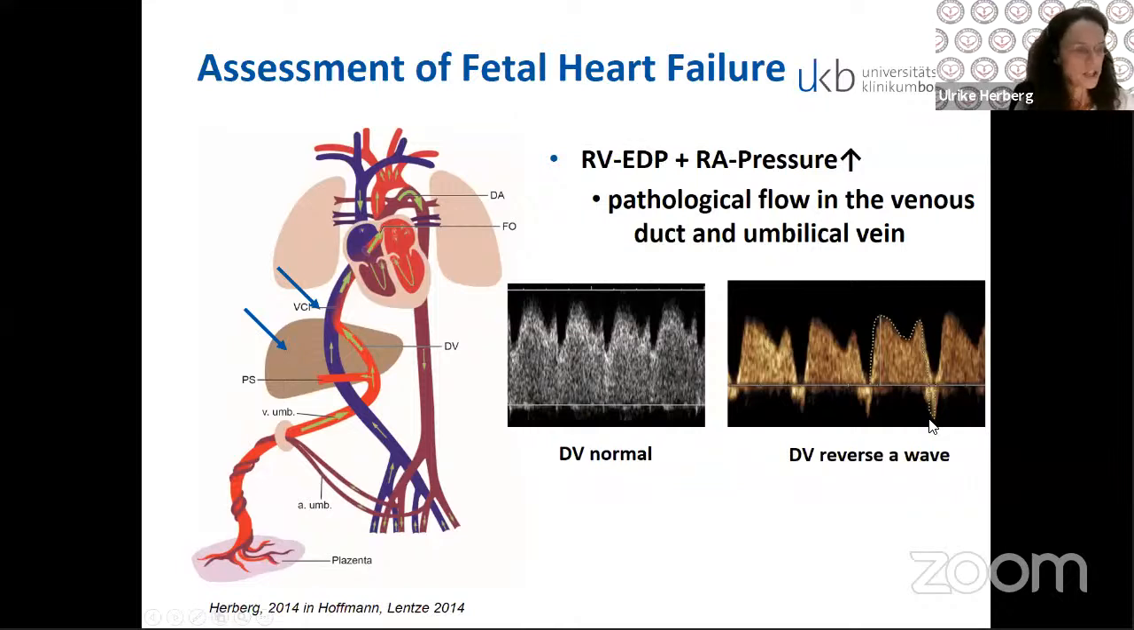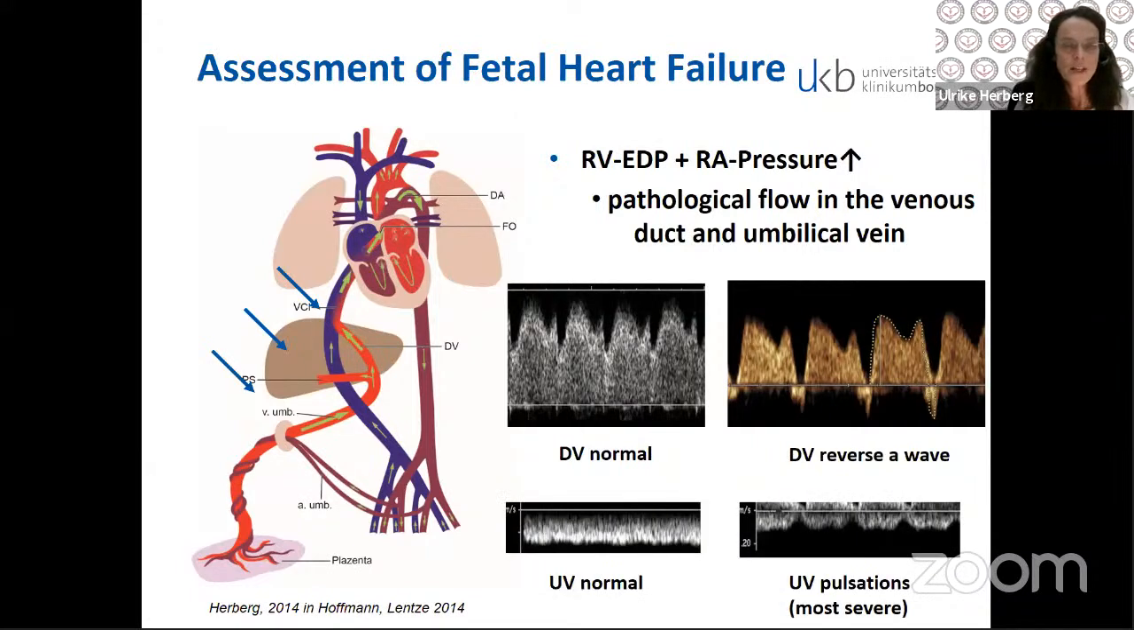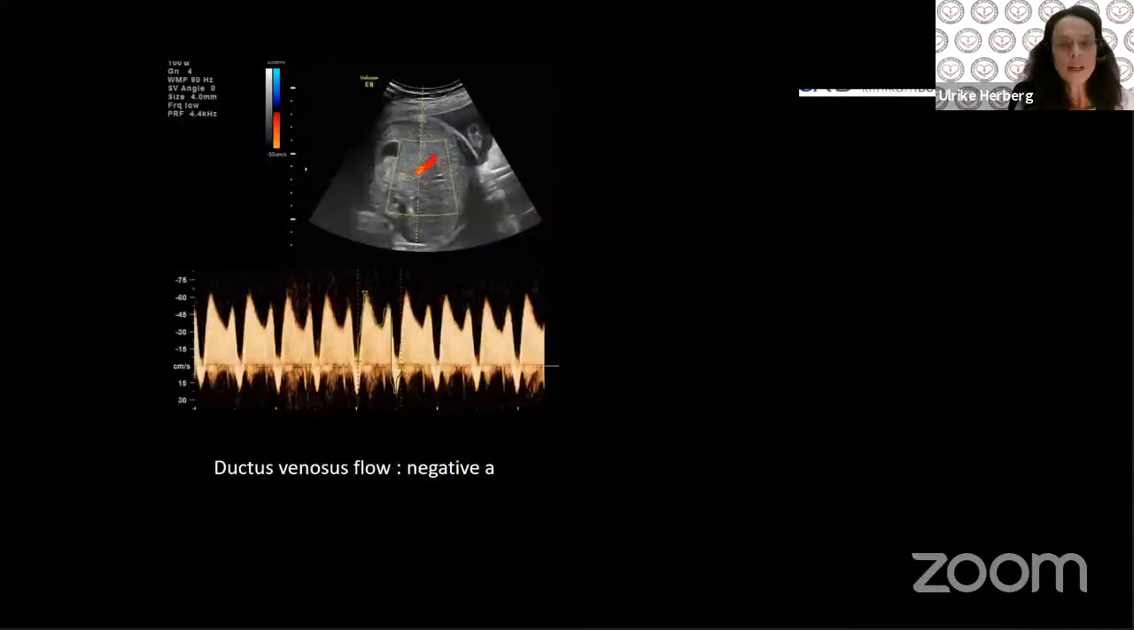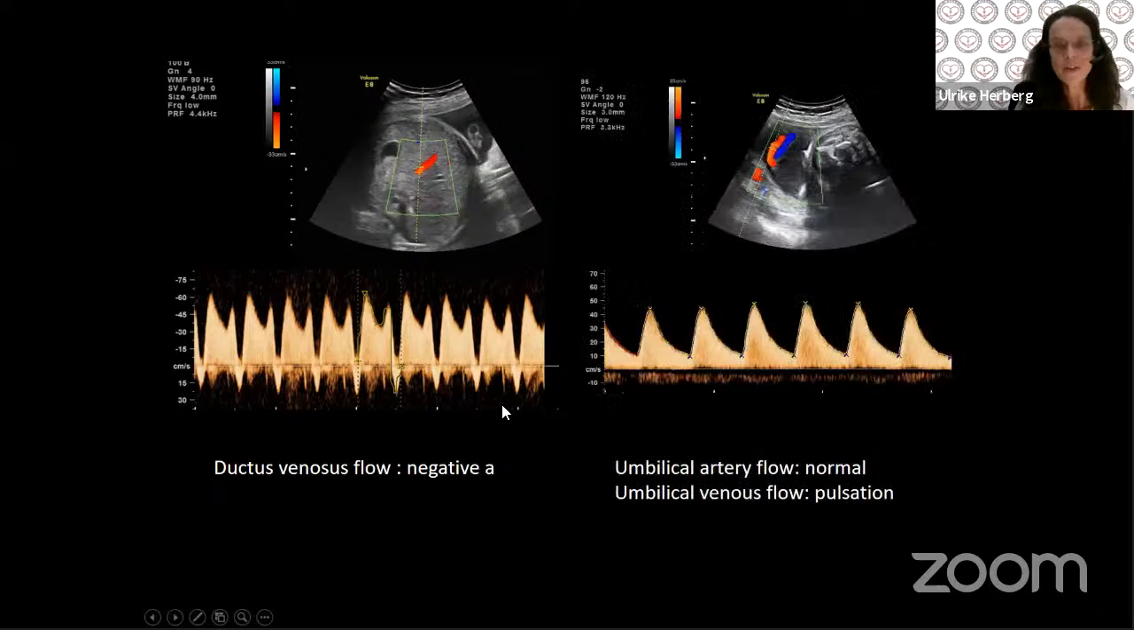More severe derangements in systemic venous pressures are reflected in changes within the umbilical vein. This is the normal Doppler of the umbilical vein, and these are umbilical vein pulsations, which show severe cardiac impairment. So in our case with biventricular cardiomyopathy, the venous duct has a negative A wave and the umbilical artery flow is normal, but the umbilical venous flow seems to have mild pulsations.